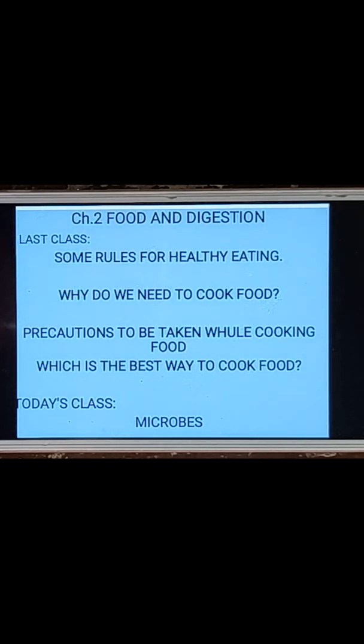In the last class we discussed 4 topics. Those were some rules for healthy eating, why do we need to cook food, precautions to be taken while cooking food, and which is the best way to cook food. So in today's class we will be discussing different types of microbes. As I have already mentioned, we will be discussing microorganisms.